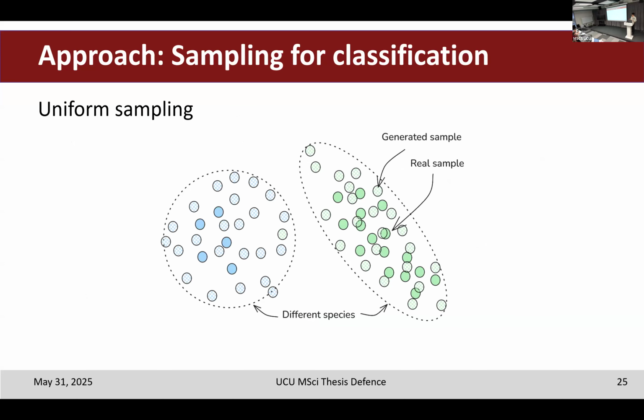Then, after generation, we can use generated samples for classifier training. For that, we can use several sampling strategies and compare them to choose the best generated samples for each species. For example, uniform sampling is the most basic one. An equal number of generated samples are selected for each rare species and added to training data.